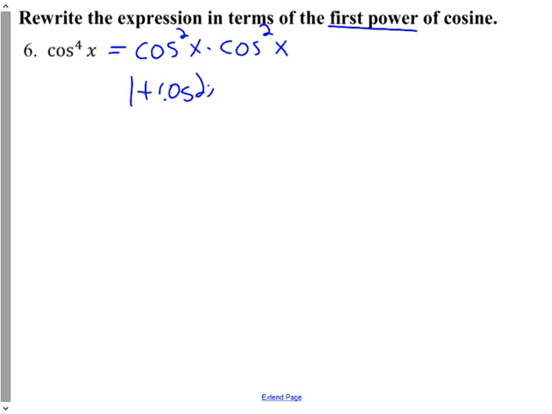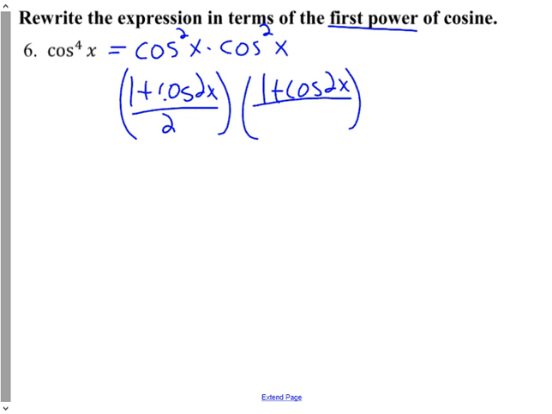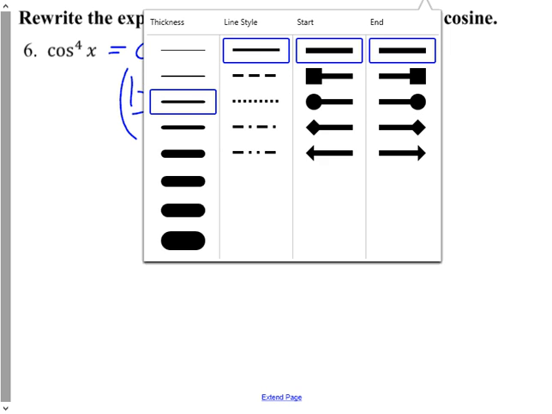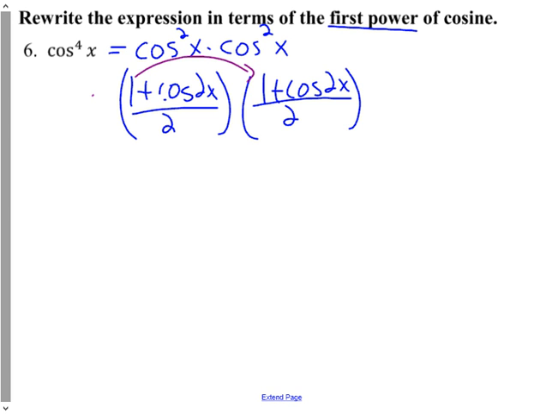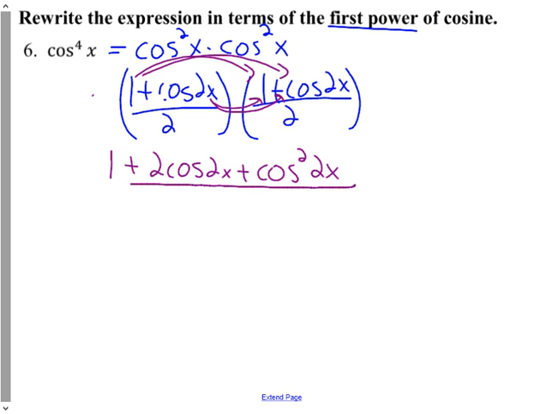And the same thing for the second one. So basically that squared, which is going to mean we have to FOIL it. First, outer, and last, so 1 times 1, 1 times cosine of 2x plus another 1 times cosine of 2x equals 2 cosine of 2x, and cosine of 2x times cosine of 2x gives us cosine squared of 2x. And 2 times 2 is 4, so these are all over 4. And I'm still going to have to do it one more time here. So I'm going to separate it quick.